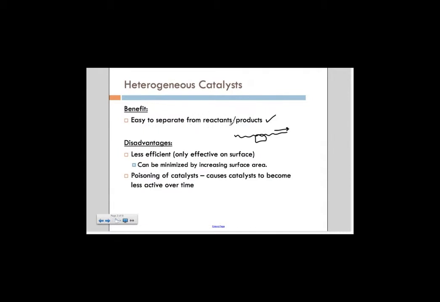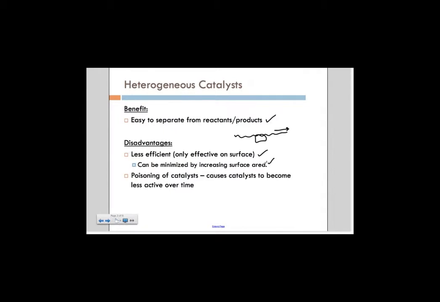And so you can make quite simple and inexpensive reactor systems for these heterogeneous catalysts. However, there are disadvantages, and one of them is the one I just mentioned on the previous slide. These are less efficient. The reaction's only effective on the surface of the catalyst and not in the whole sort of bulk of the material.